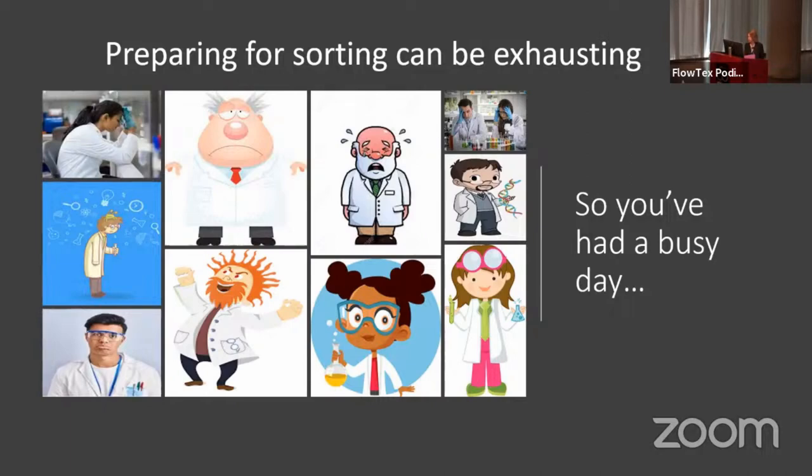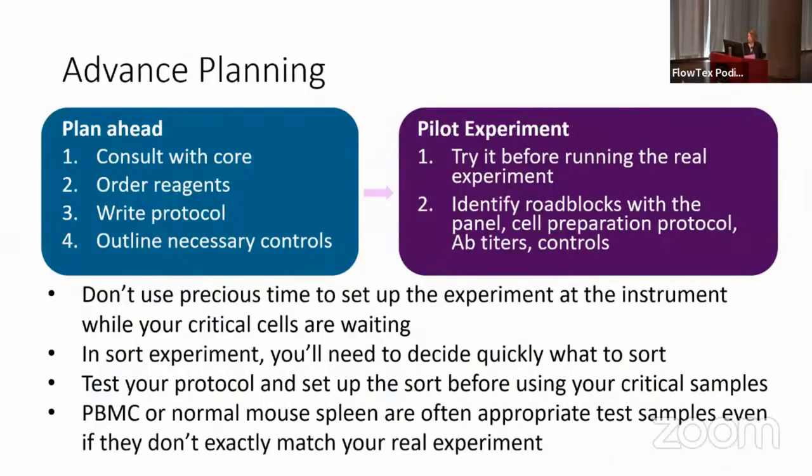If you bring samples to a sorter and they are not stained properly or not prepared properly, you may not be able to proceed. So advanced planning that you can do is to first consult with your core, because your core will know their instruments and they'll know something of your biology. Make sure you have all your reagents in stock. I shouldn't have to say that, but the number of times people come to me and say, I need to sort using this and I don't have it yet. Can I replace yours? Well, I don't have every reagent in the world either, so I probably can't help you.